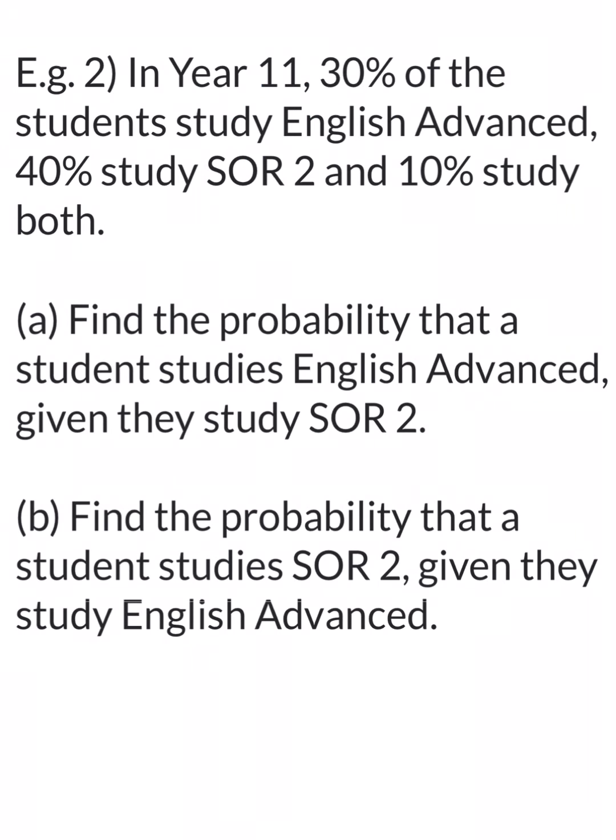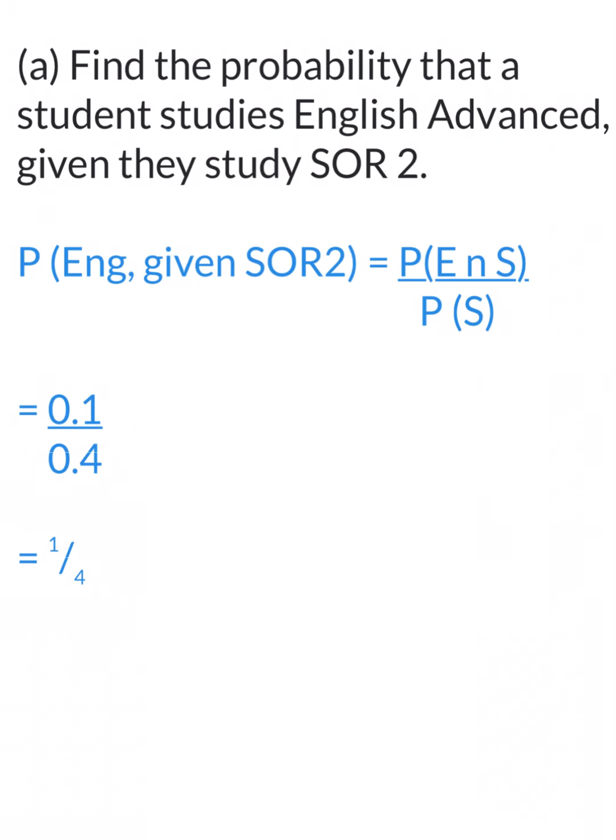So in Year 11, 30% of the students study English Advanced, 40% study Studies of Religion 2, and 10% study both. The first one we'll look at is the probability that a student studies English Advanced given they study Studies of Religion 2. So our formula, probability of English given SOR2, is the probability of the intersection of English and SOR2 over the probability of SOR2. So that's 0.1 over 0.4.